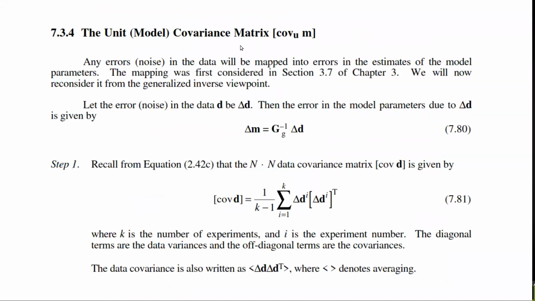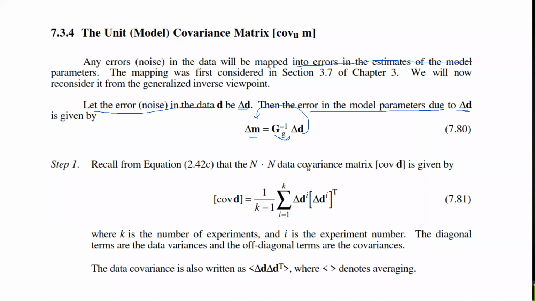And now we come to the unit covariance matrix. So it says that any error in the data will be mapped to errors in the estimated model parameters, okay? So let's say that the errors in the data are delta D, okay? So these are errors. Then the errors in the model parameters due to the errors in the data are given by delta M, which is the errors in the model parameters. And this inverse operator maps these errors into these model parameters, okay?